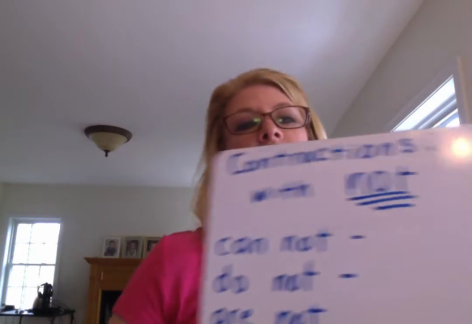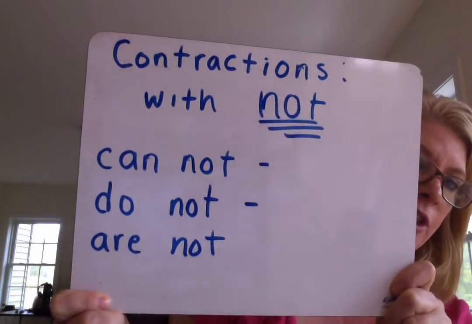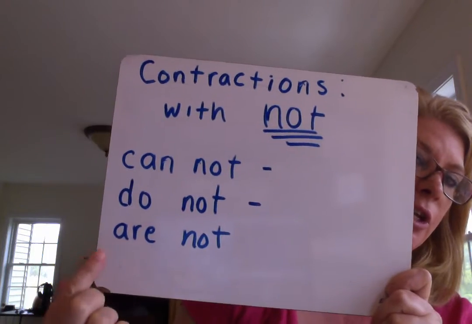So today we're going to talk about some that have not in them, because it's a little weird the way it looks. So we're going to do some contractions with not. I wrote a few down. You can see we have contractions with not. Cannot, do not, are not. There are so many more. And I will be putting some cards up for you to use, and those cards have contractions already made. What you'll need to do is think about what the two words were that created that contraction.